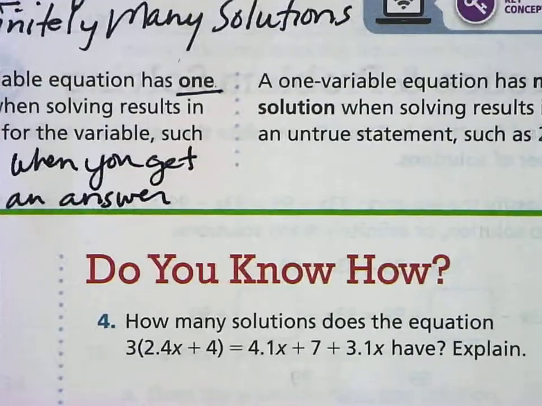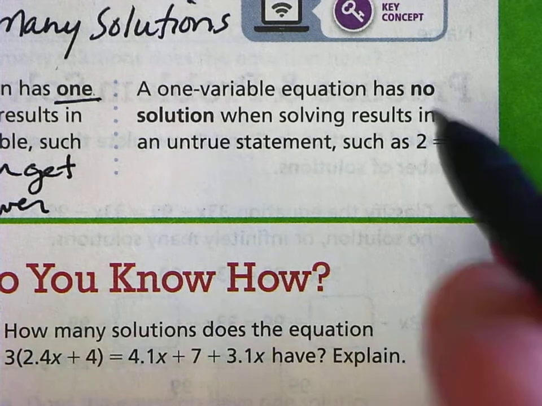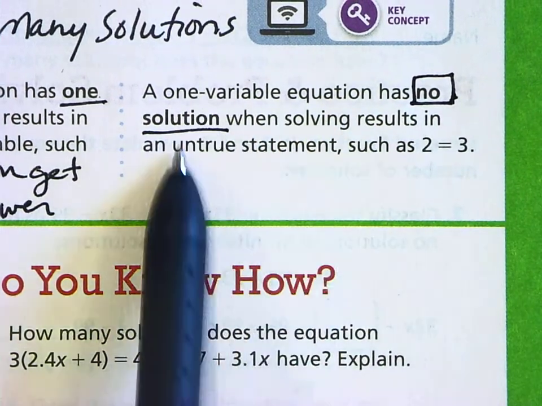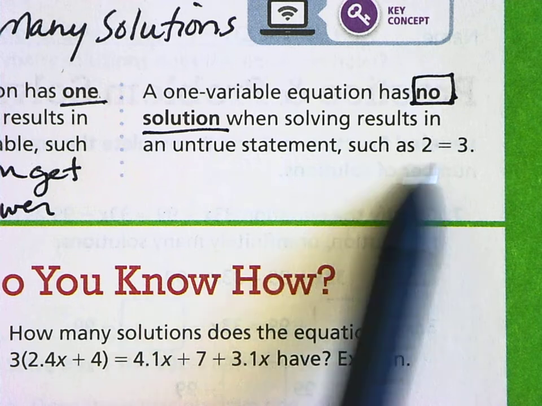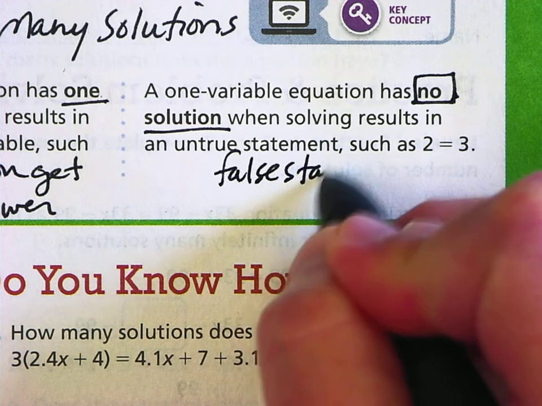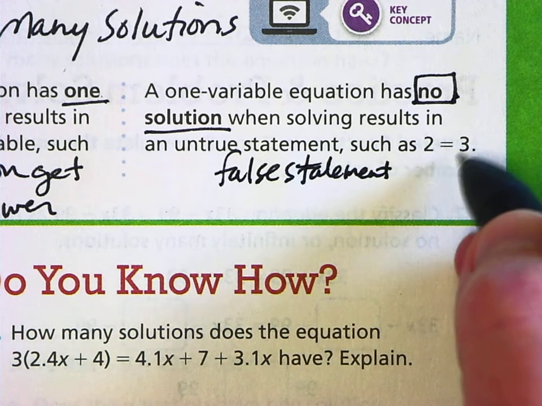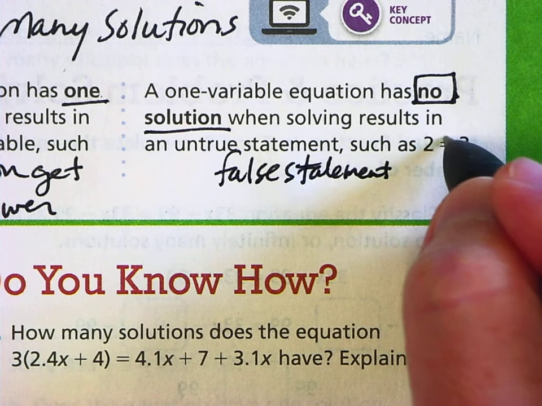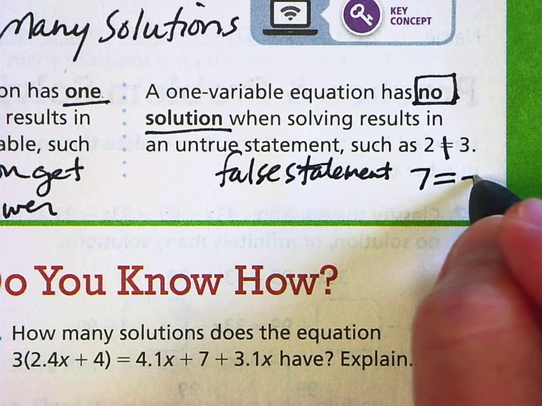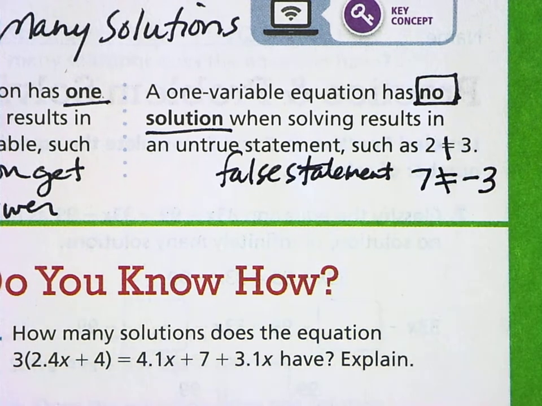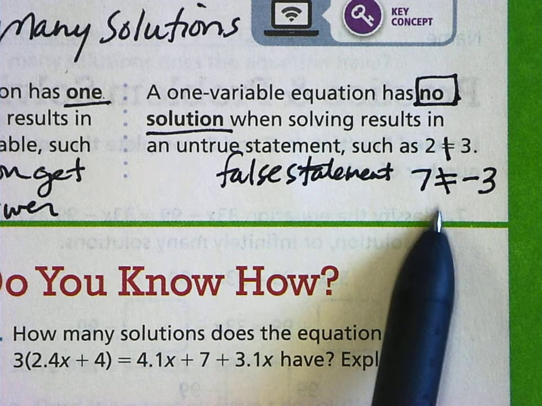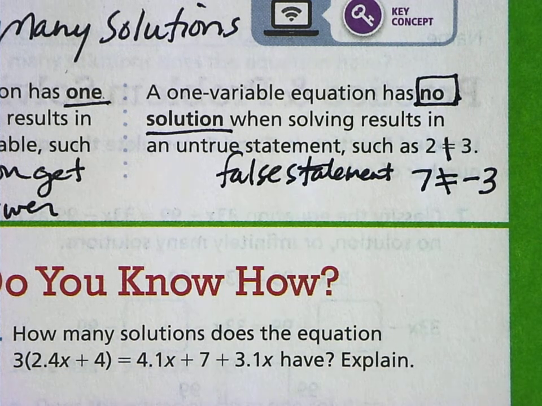Okay, so now, when you start solving an equation, this is what no solution looks like. When you're solving it and you are left with a final answer of a false statement, an untrue statement, such as 2 equals 3. 2 doesn't equal 3. That is not true. Or 7 equals -3, 7 doesn't equal -3. So when everything else cancels out and disappears and you end with a false statement, that is no solution. You can't come up with an answer.